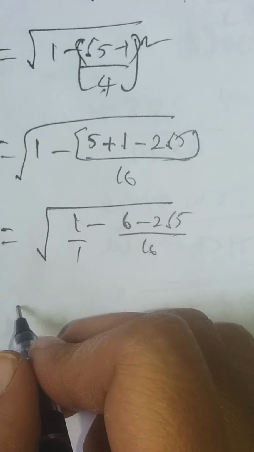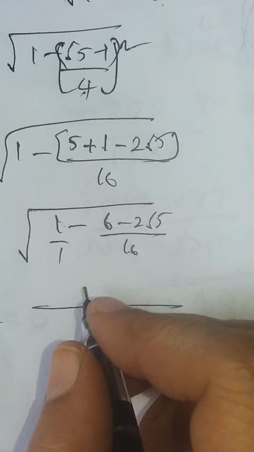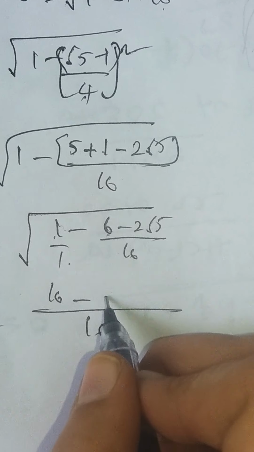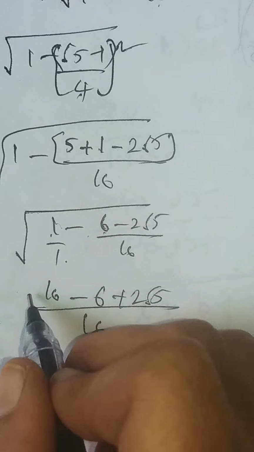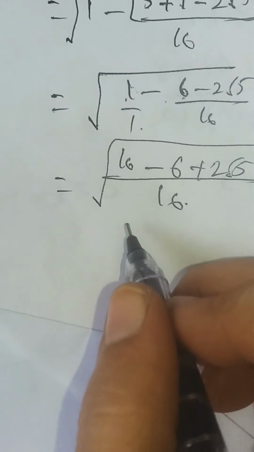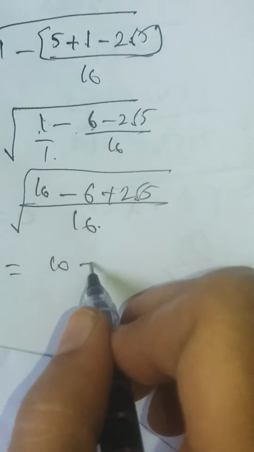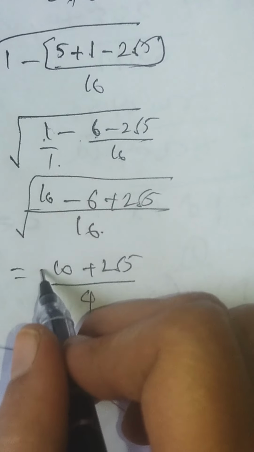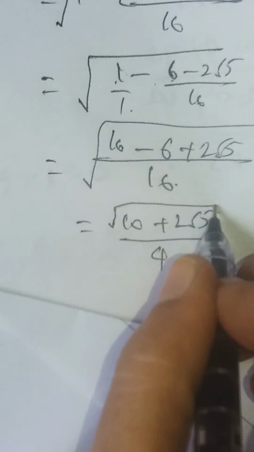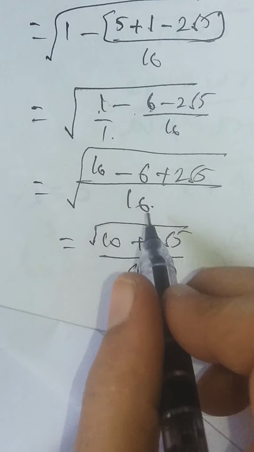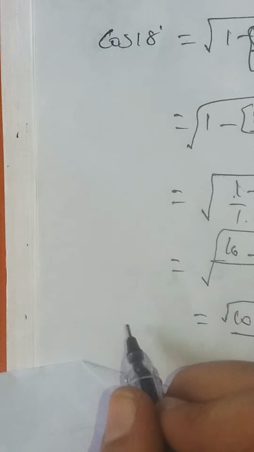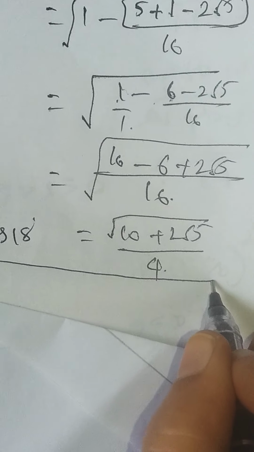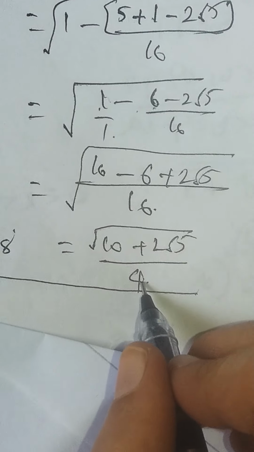Take LCM of the denominators. We'll get here LCM is 16. 1 in 16, 16 times will go, 16 minus 6 minus into minus plus 2 root 5 under root. Now I'll get here 16 minus 6 is 10 plus 2 root 5 divided by 16 root is 4. So numerator only will get a square root here, because 16 square root is 4. Now this is the value of cos 18. Now cos 18 value is root of 10 plus 2 root 5 divided by 4.